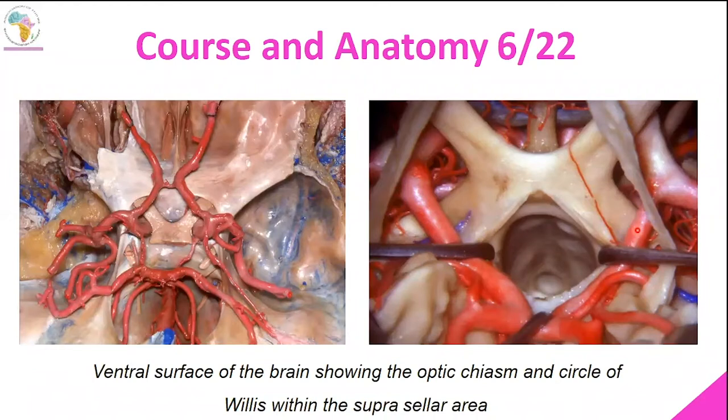This is a ventral surface of the brain, showing the optic chiasm and its relation with the circle of Willis within the suprasellar area. This is the optic chiasm right there, and that's the circle of Willis, right there.